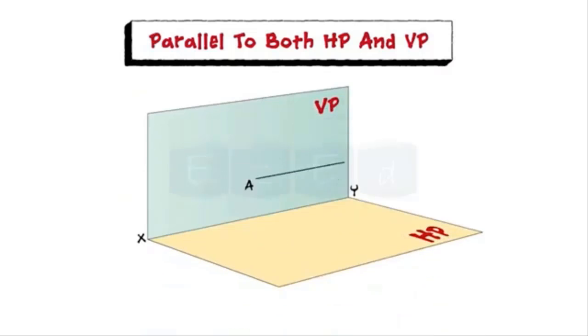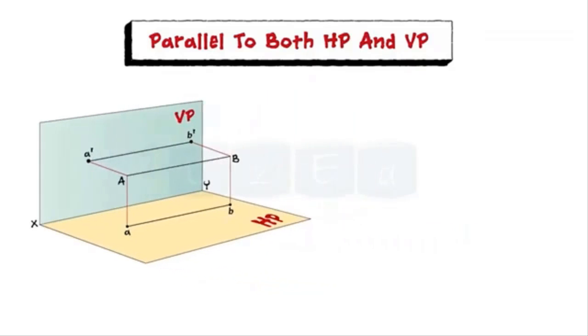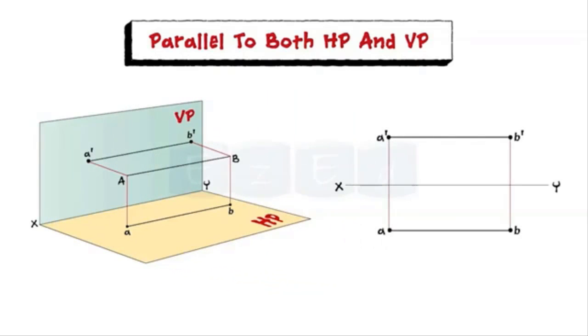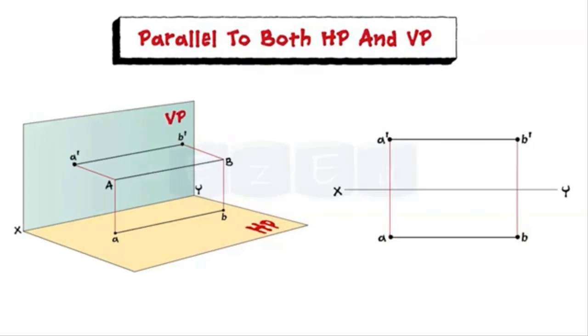Let's see a line which is parallel to both HP and VP. For this case, line AB is parallel to both HP and VP as shown, and its orthographic pattern is also shown. In this case, front view and top view both are parallel to the line XY, and both show true length AB.